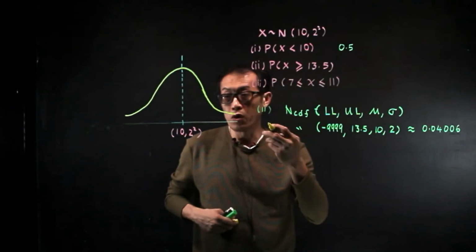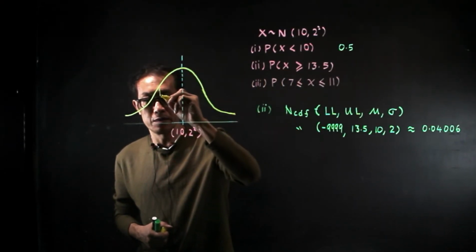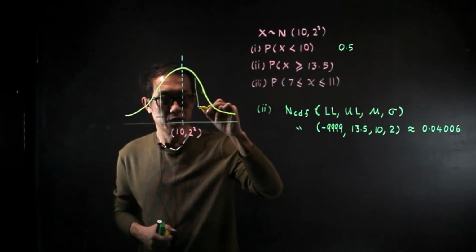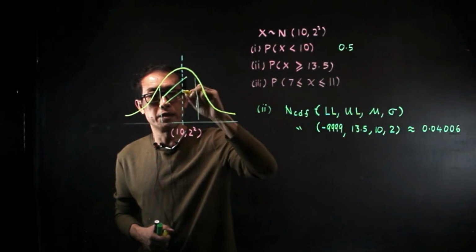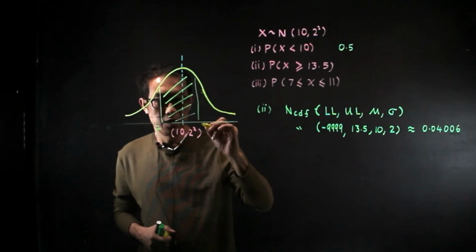Now let us draw. You want it to be between 7 and 11. 7 is here, and 11 is over here. So this is the probability that you want to find. This is 7 and this is 11.